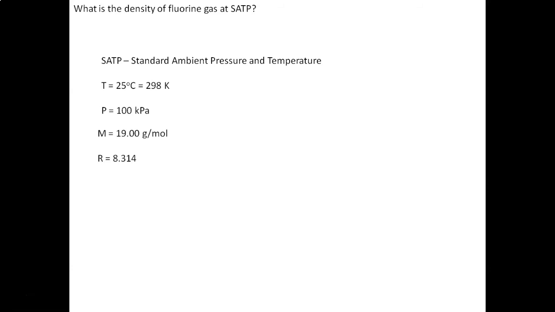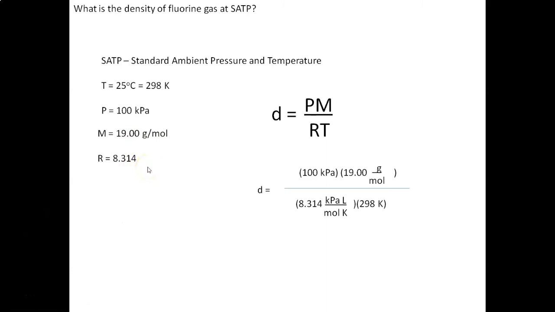Likewise, we could also use our modification. What is the density of fluorine at SATP? SATP is similar to STP, except we change our temperature and pressure slightly. Our temperature is 25 degrees Celsius and our pressure is 100 kilopascals. We can calculate the molar mass of fluorine, and we have our R value. Make sure to always write down your units. We substitute in, and we can solve for our density.